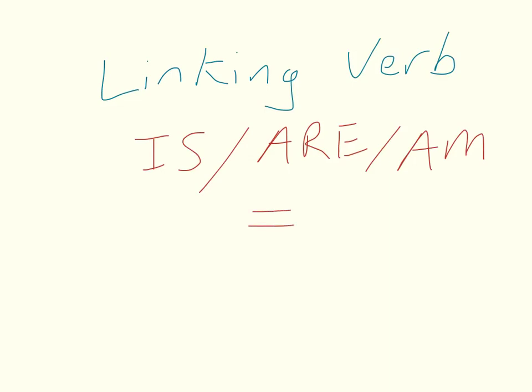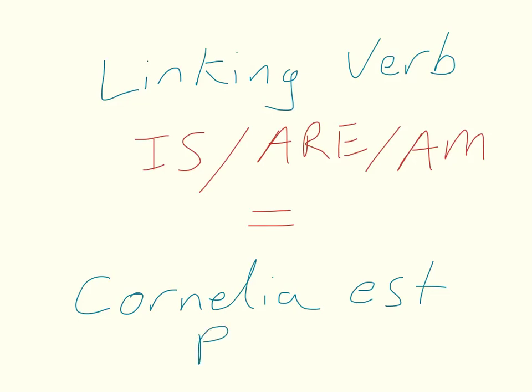So the verb is, or to be as we would call this, is an equal sign. So that the two things on either side of this equal sign, on either side of the verb is, are the same. Cornelia est puella. Cornelia is a girl.